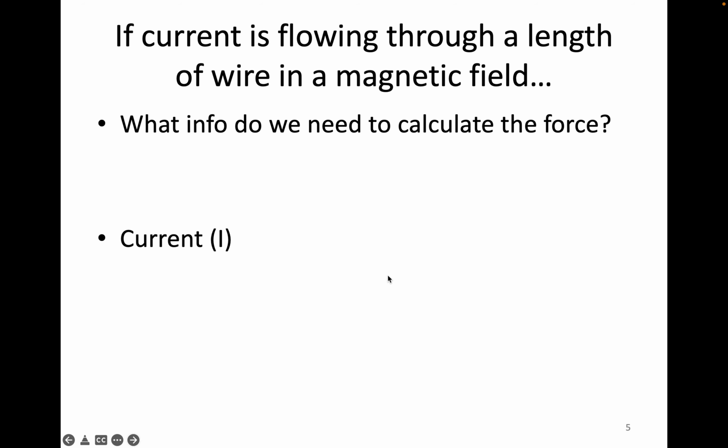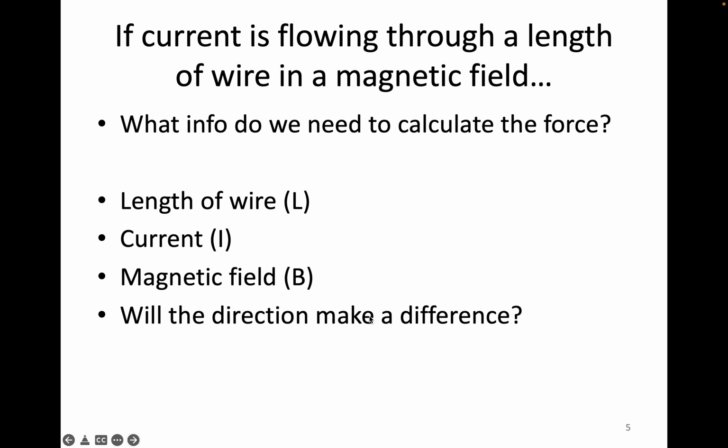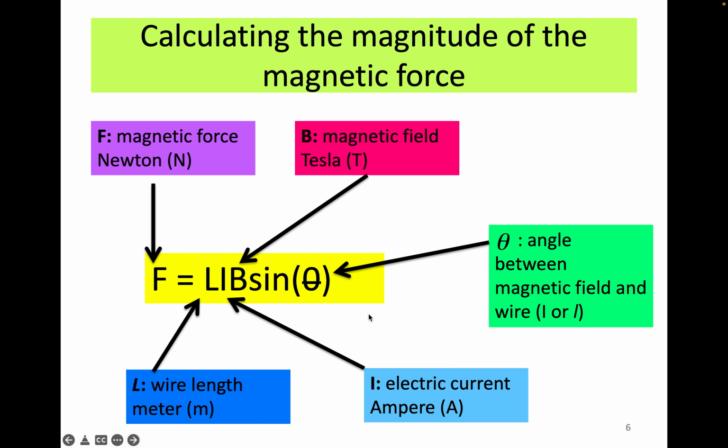If we have current flowing through a wire in a magnetic field, we need to know, of course, the current. We need to know how long the wire is, which is inside this field of ours. And of course, we need to know the strength of the field itself. The direction will also make a difference. If there is an angle, the force will not be 100%. It will be slightly different. So that's why we use the LIB sine theta. Length, current, magnetic field times sine of the angle. That will help you find the force.